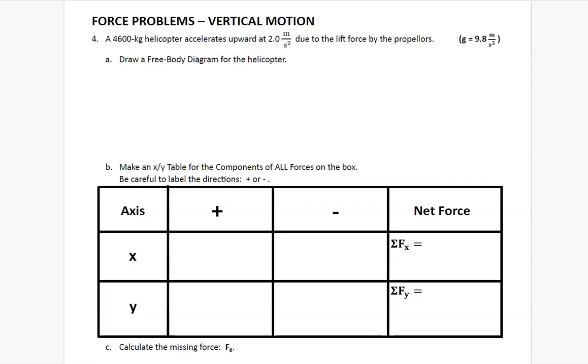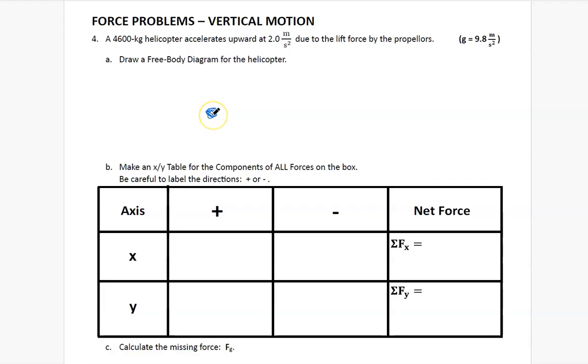A 4,600 kilogram helicopter, okay, that's the mass, accelerates upward at 2.0 meters per second squared due to the lift force by the propellers. So this is a helicopter. The propellers are spinning and it's lifting the helicopter up against the weight of the helicopter. So the upward force has to be greater than the downward gravity force in order to lift the helicopter up. All right, so let's draw our free body diagram.